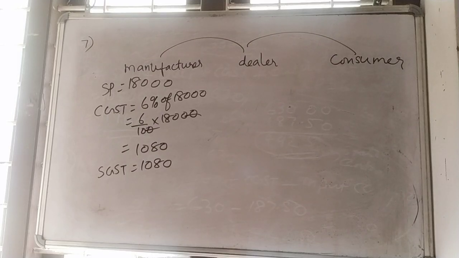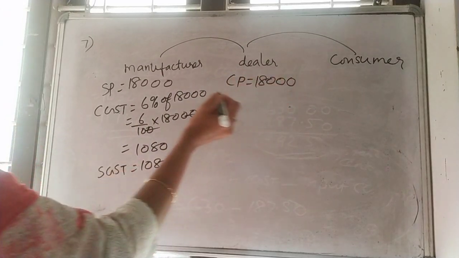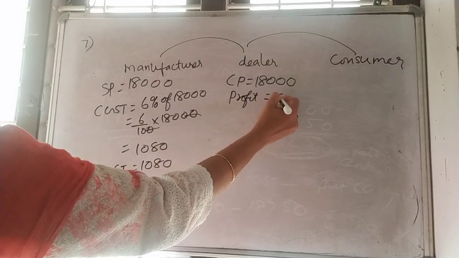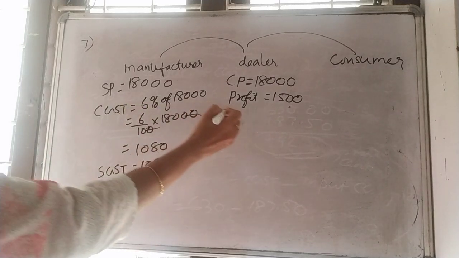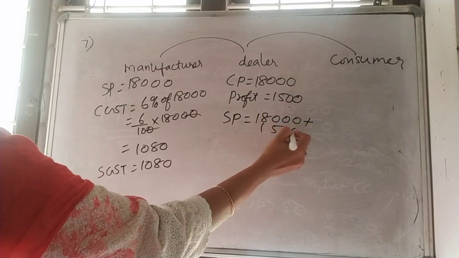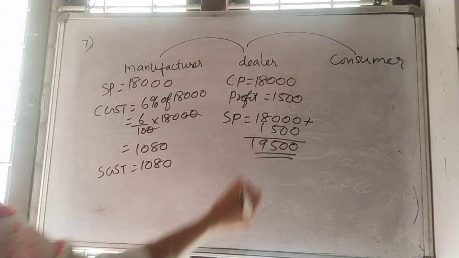Then, what will be the CP of the dealer? Selling price of the manufacturer is 18,000. So, automatically cost price of the dealer will be 18,000. And profit is given as 1,500. That is dealer is getting a profit of 1,500. So SP will be what? CP plus profit, 19,500.